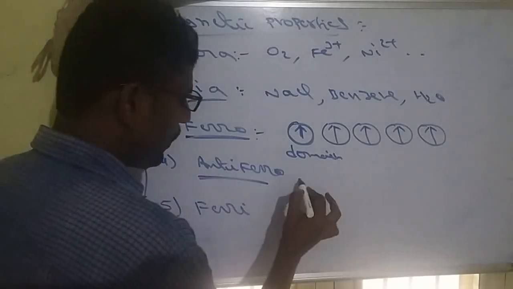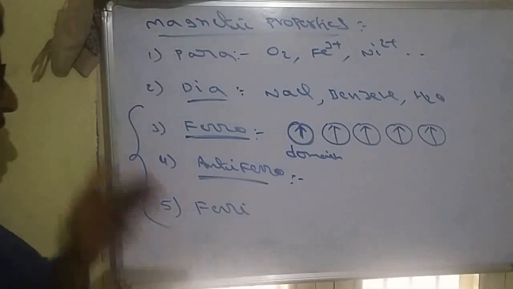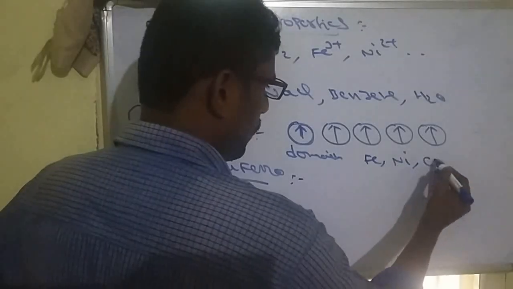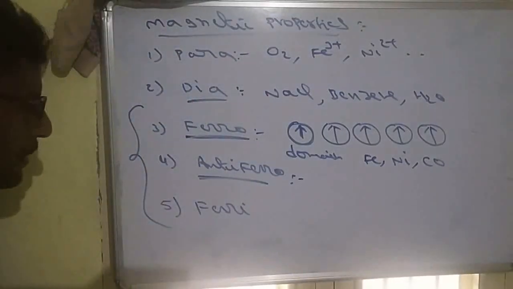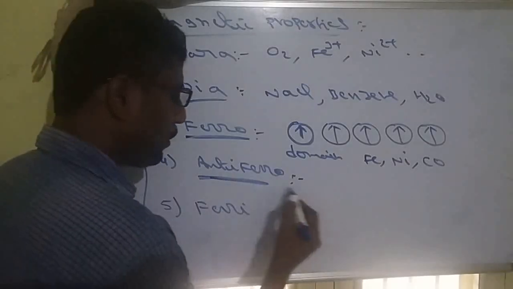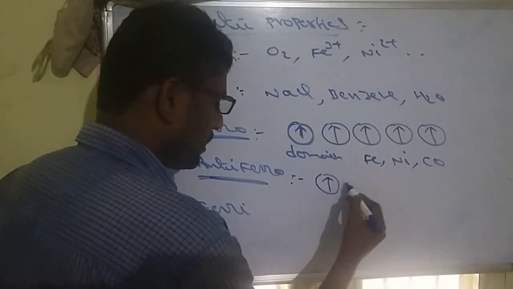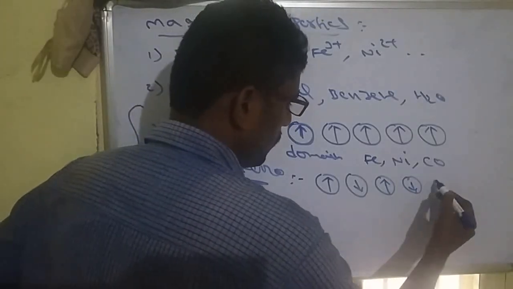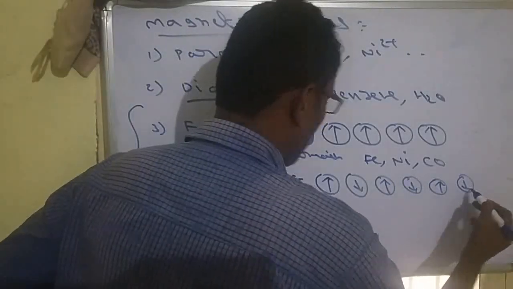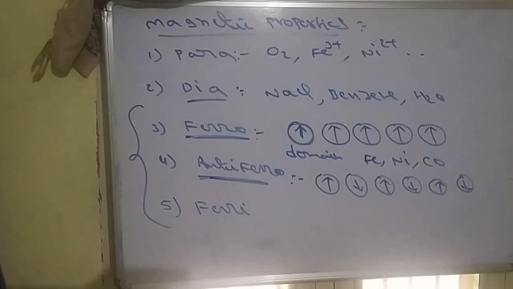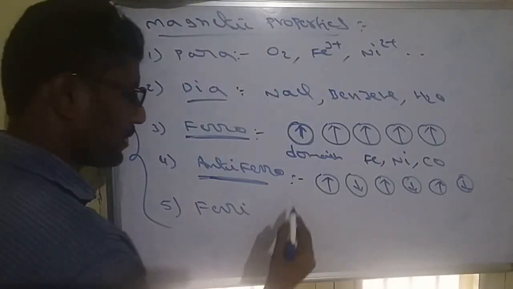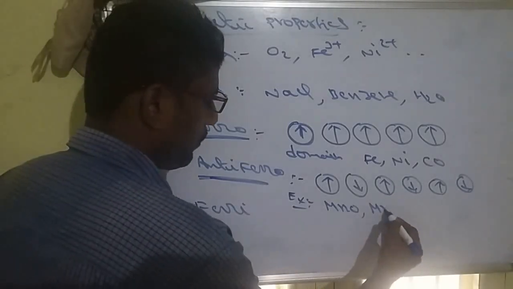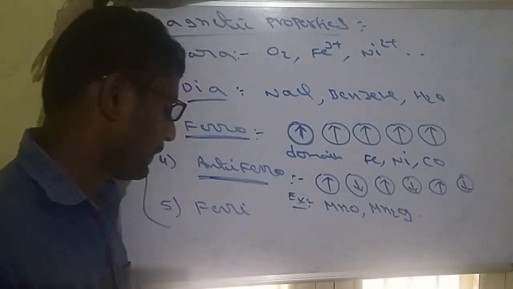Second one is antiferro. Some examples also there, like iron, nickel, cobalt. So a number of examples are there. Antiferro means if the domain order is alternate, then that is called antiferromagnetic nature. So examples can be manganese oxide, Mn2O3, etc.